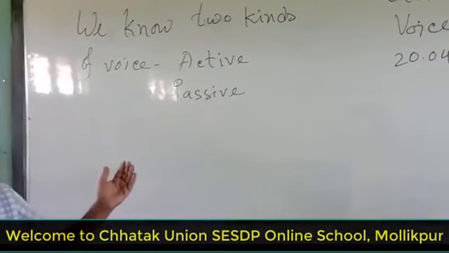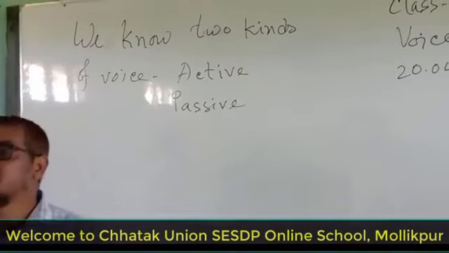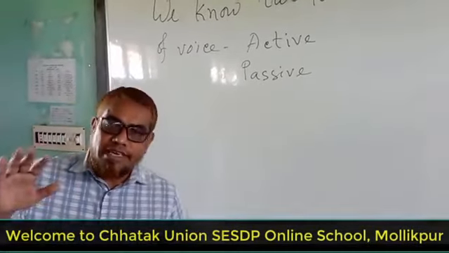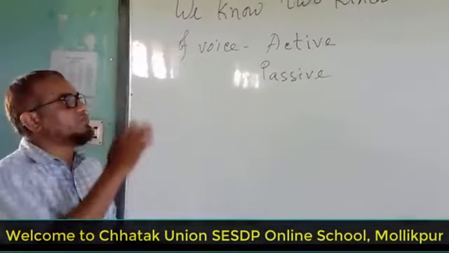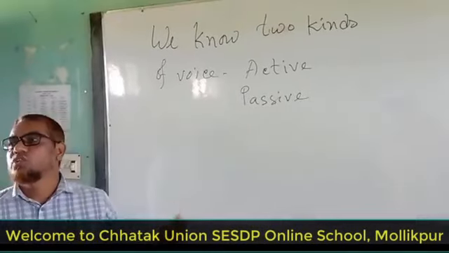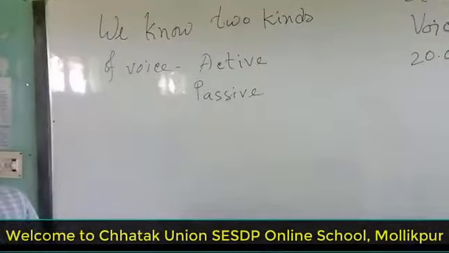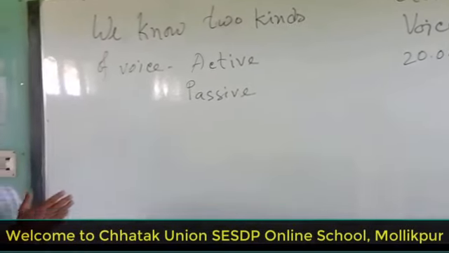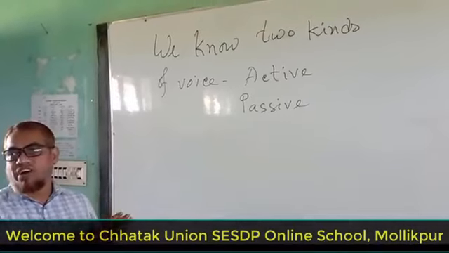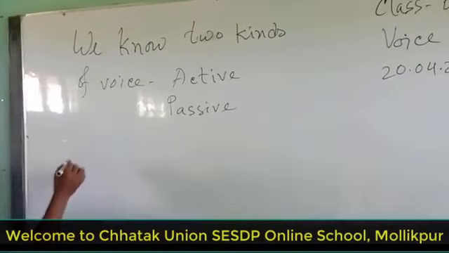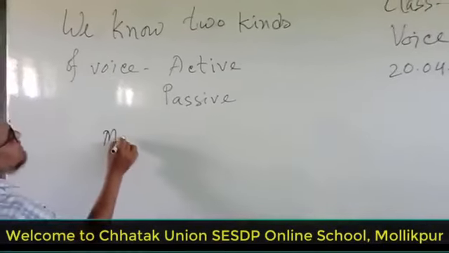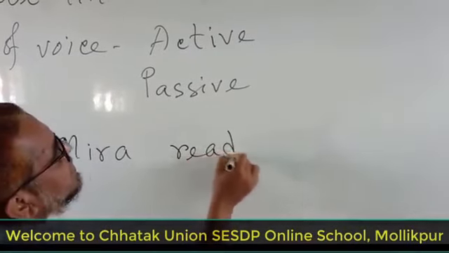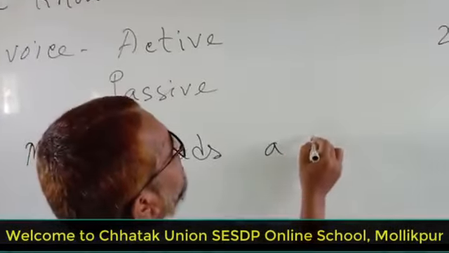In active voice, the doer, that is subject, does any action actively. And in passive voice, the object is active. Now let's know some rules for changing voice. At first, we should know the subject, object, verb, auxiliary verb, modal verb, etc. So please, let's try to know. Mira reads a book. Mira reads a book.